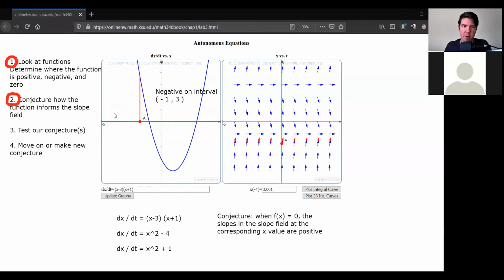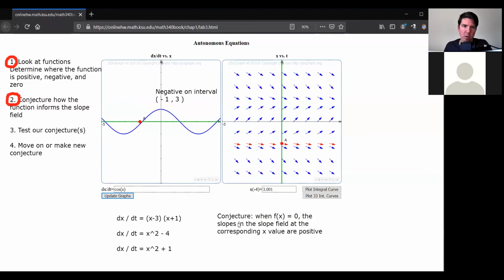But for starters, what I might want to do is just test it. So I'm going to come up with some new function, say cosine of x. I'll update the graph, and now I'll look and see when this function is equal to 0, which is about here, or about there-ish. And now I test my conjecture. Here's a spot where f of x is equal to 0, at about 1.55, which is pi over 2. And then I look at the slopes over here, and I see that they're not positive. They're 0. So this conjecture is false.